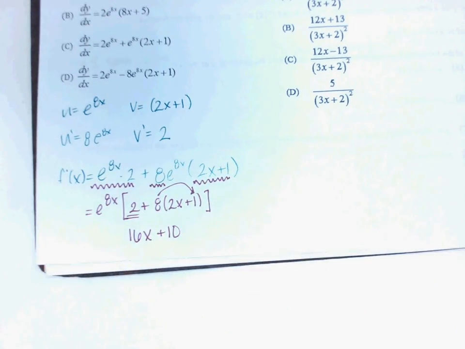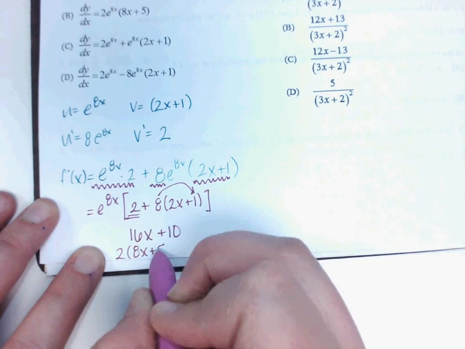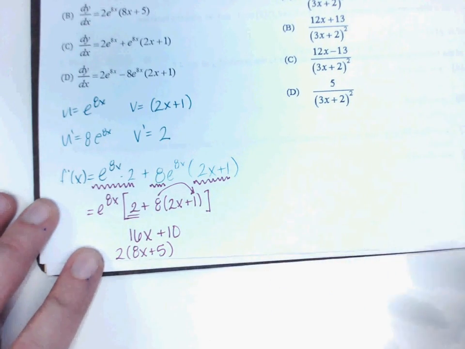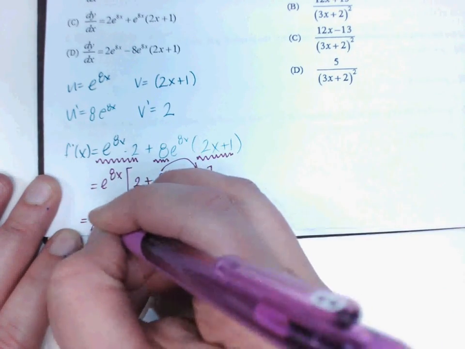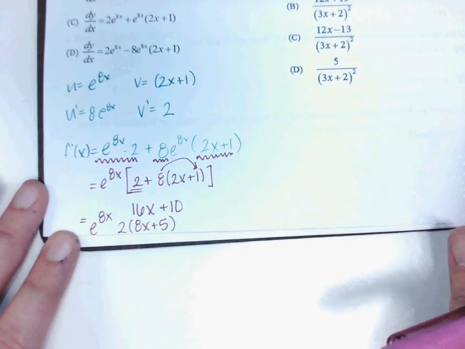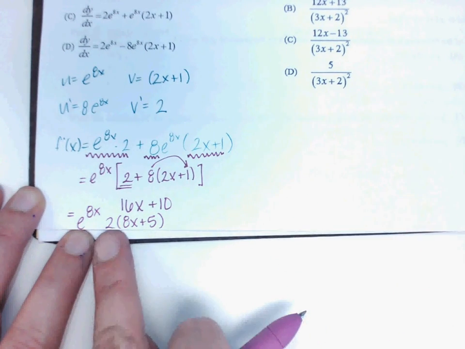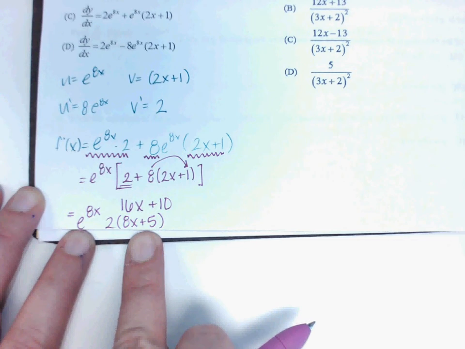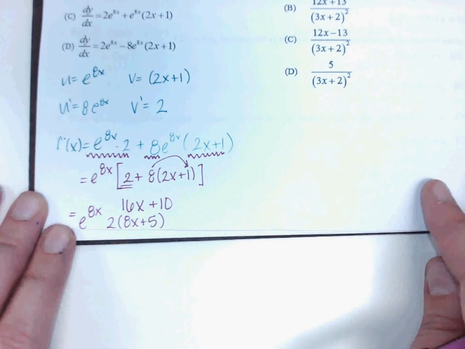Can anything pull out of that? 2. Can take out a 2. So a 2 pulls out. That leaves me with an 8x plus 5. And then what did I already have in the front? E to the 8x. So now look at those answer choices. Okay, order doesn't matter, but it needs to have an e to the 8x, a 2, and an 8x plus 5. Which one will it be? B.